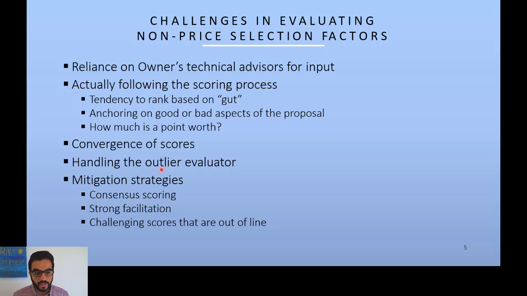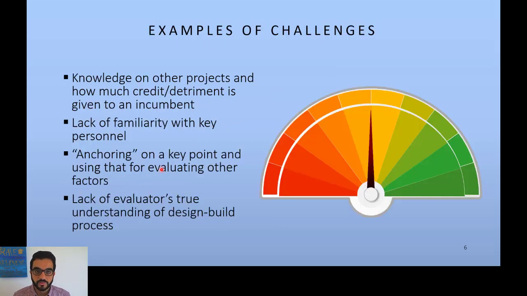To overcome that, there is consensus scoring. It's a special scoring method to try to drive evaluators into consensus. There's strong facilitation, so it's not passively getting the evaluation scores. You're going back and forth to understand the basis of the scoring, so maybe one of the evaluators will change their mind, and you challenge the scores that are really out of line. Maybe they made a mistake, and you don't take it at face value.